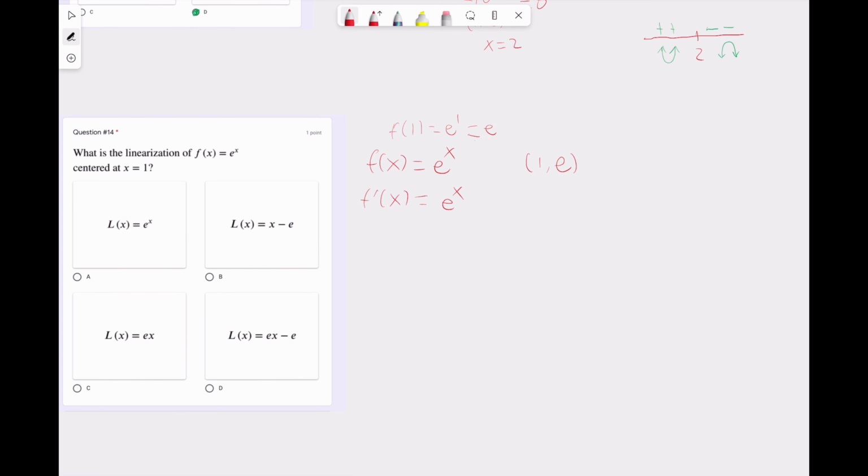So now next we need to find the slope. So we're going to plug 1 into our first derivative. So f prime of 1 is equal to e to the power of 1, which is e. So for linearization, there's a formula that we need to use to finish this problem, which is capital L of x is equal to f of a plus f prime of a times x minus a.